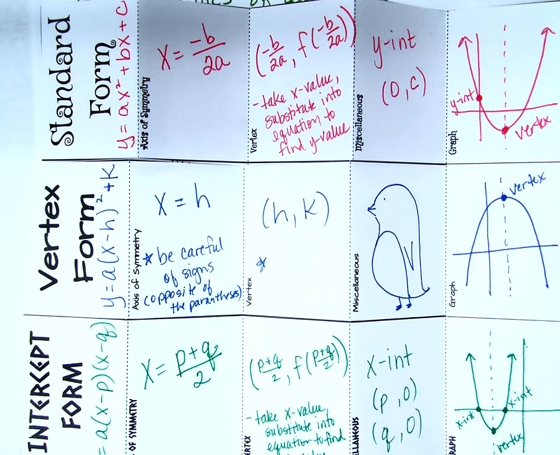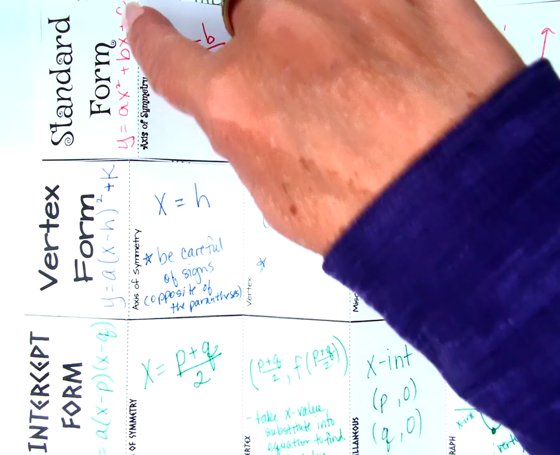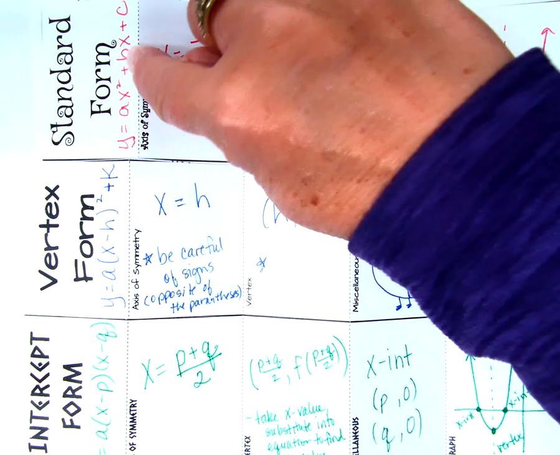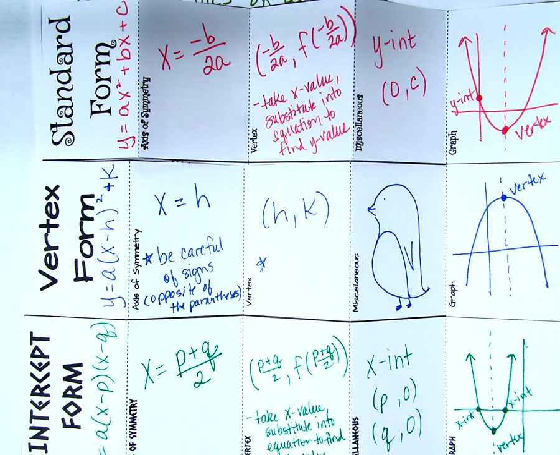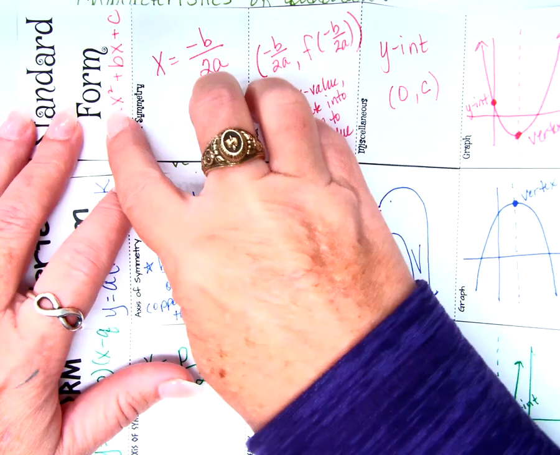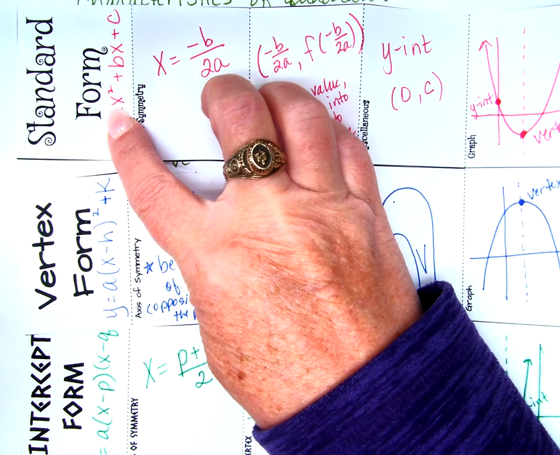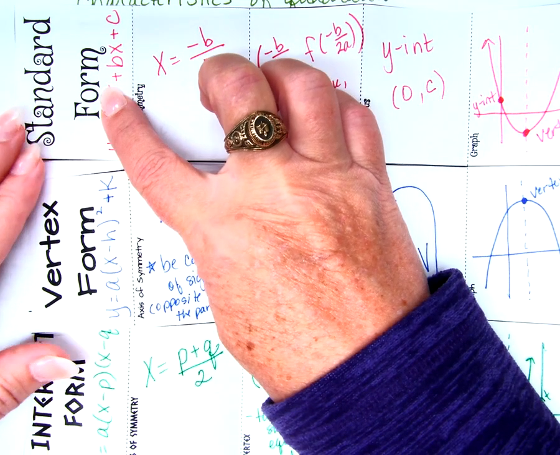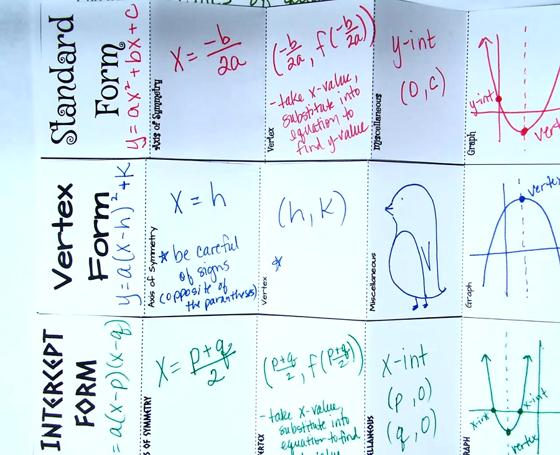And where is c always? At the end. So what if there's not a c? What's c? Zero. What if there's not a b? What's b? Zero. Is there ever going to be not an a? Well, it might look like that, right? It might just be x squared, and if that's true, a is 1, correct? But is there ever going to be not an x squared? No, because then it's not a quadratic, right?